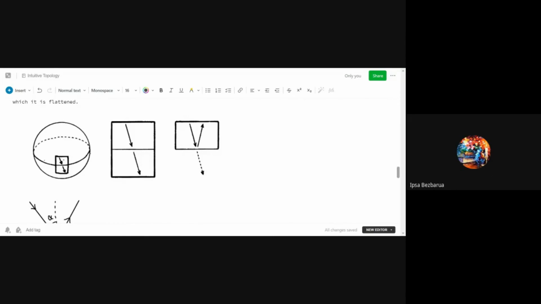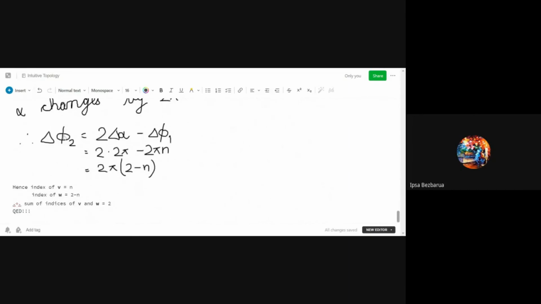And deformations do not affect the index of a circle because it does not change the number of singular points. So I can say that the original index with respect to the original vector field is going to be 2, which is what I wanted to prove, hence proved. Any questions? Okay, I'll take that as a no.